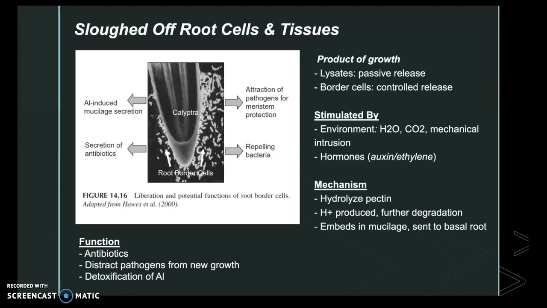Cells released are then embedded in the mucilage and are sent upwards towards the basal region. As the cells move upward, they attract potential pathogens and microbes away from the new vulnerable apical growth. Sloughed-off root cells and tissues can also contain antibiotics, further serving as protection to the new growth. These compounds have also been noted for their ability to chelate with aluminum and detoxify the rhizosphere.